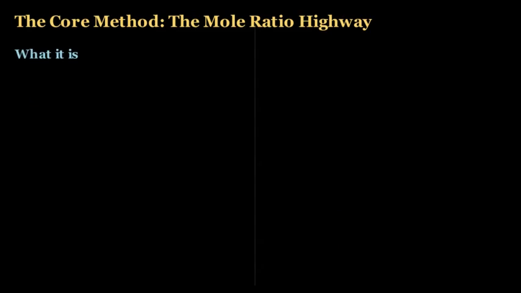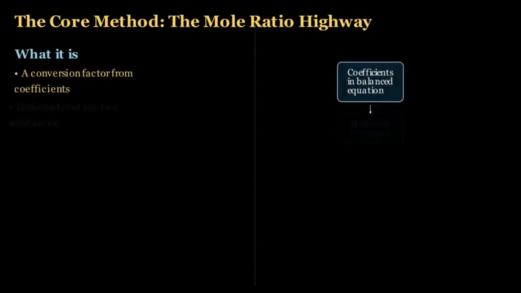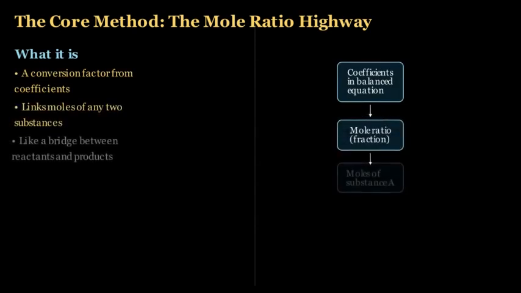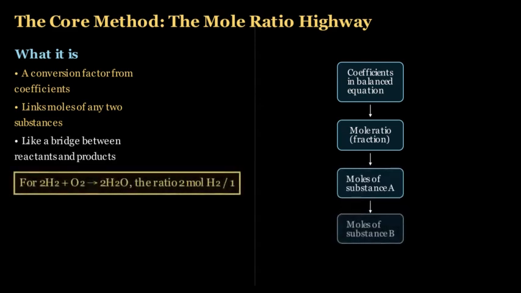A mole ratio is a conversion factor built directly from the coefficients of a balanced chemical equation. Remember, coefficients are the big numbers in front. They tell you the fixed recipe in moles. The mole ratio takes those numbers and turns them into a fraction that links any two substances in the reaction. It's a bridge that lets you cross from the moles of one thing to the moles of another.